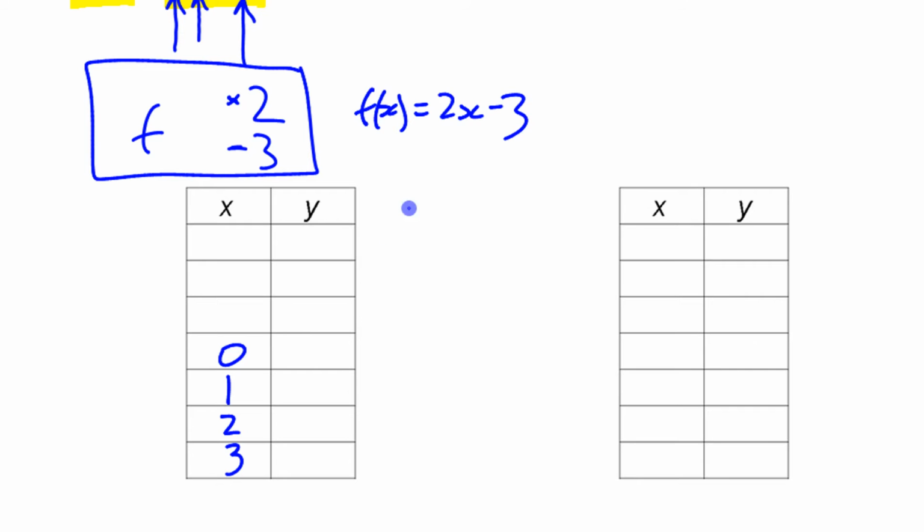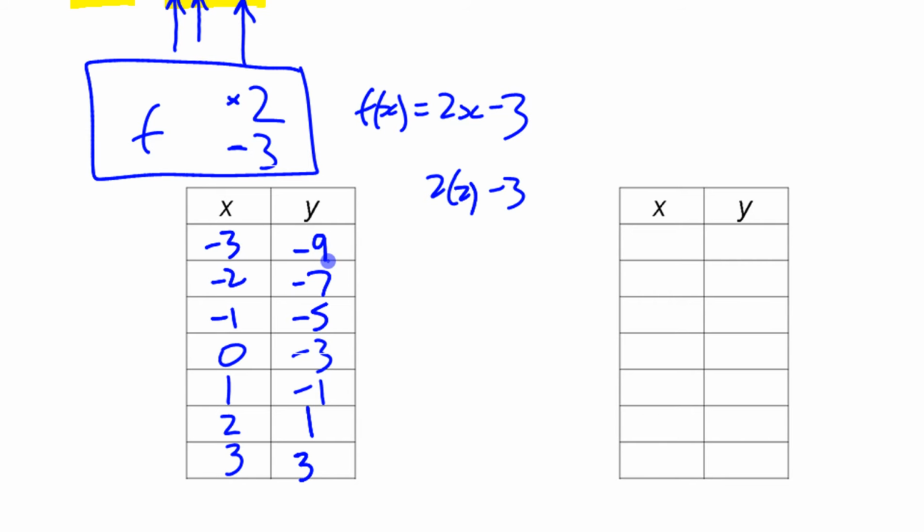0 is going to give you 2 times 0, right? Minus 3 is going to give you minus 3. 2 times 1 minus 3 is going to give you negative 1. 2 times 2 minus 3, and so on. You get the idea here, right? This is going to give us 3. And if you continue the pattern down here, you're going to get negative 5, negative 7, negative 9.